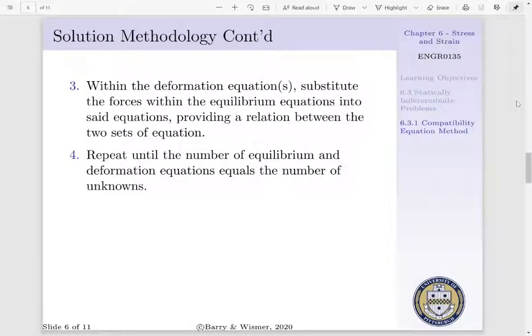Within our deformation equations, we will substitute the forces from the equilibrium equations into our deformation equations. Thus, we provide a relation between the two sets of equations. Now, we will repeat this until the number of equilibrium equations and deformation equations equals the number of unknowns.